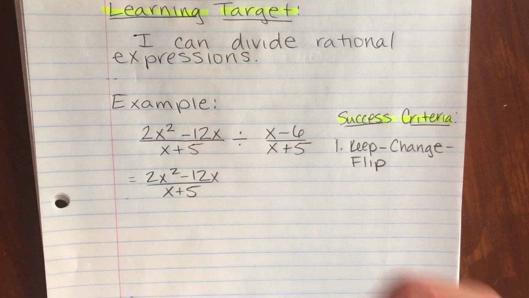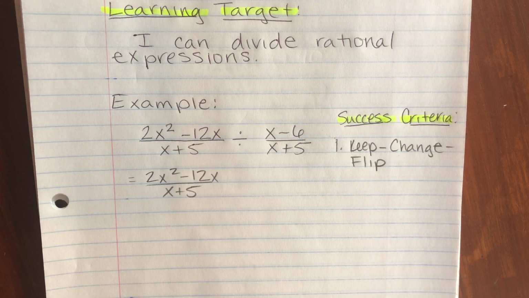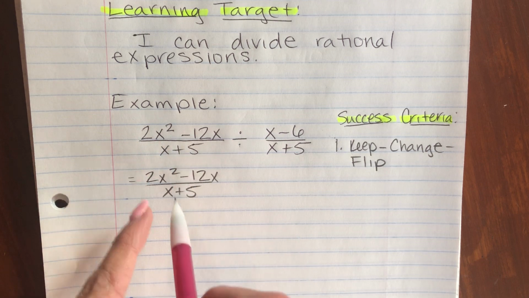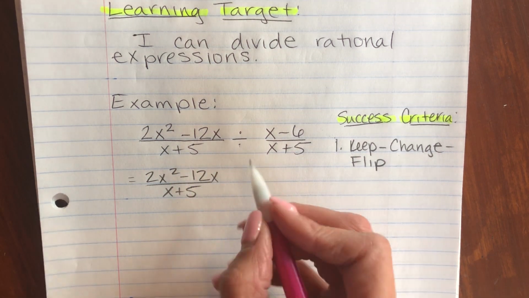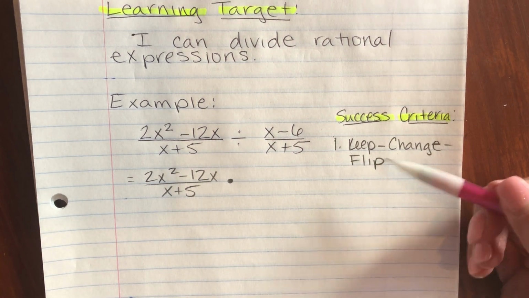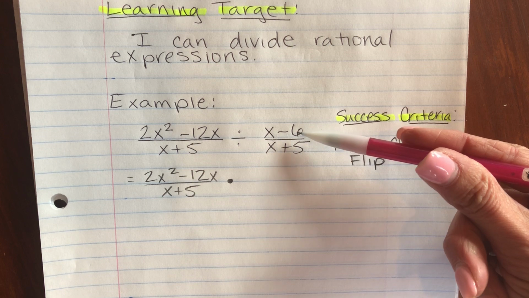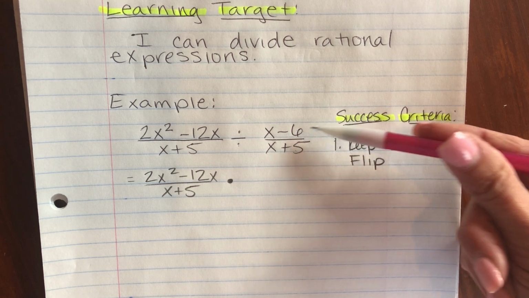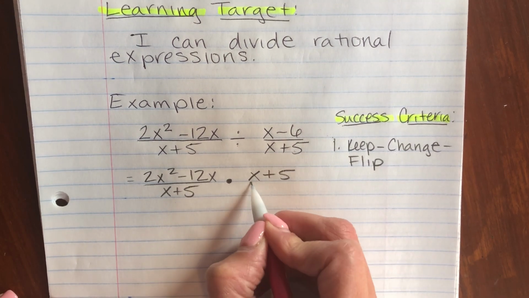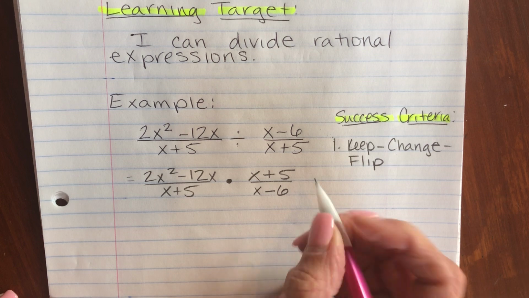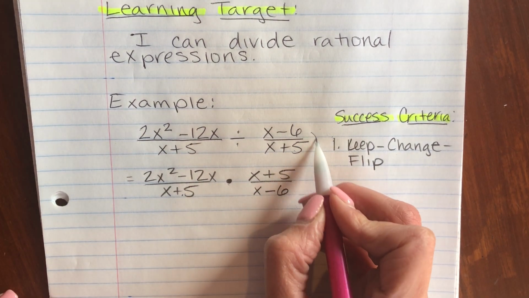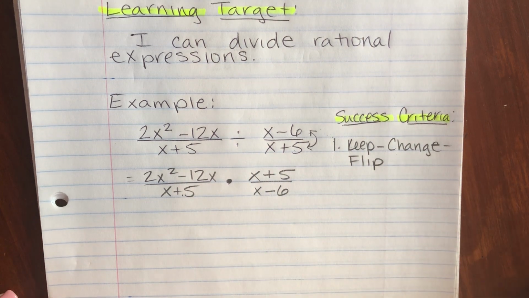Okay. Now we're going to change our division to multiplication. So keep the first, change division to multiplication, and then flip the last fraction. So the top becomes the bottom and the bottom becomes the top. Switch that numerator and denominator. So keep the first fraction, change division to multiplication, and flip the last fraction.